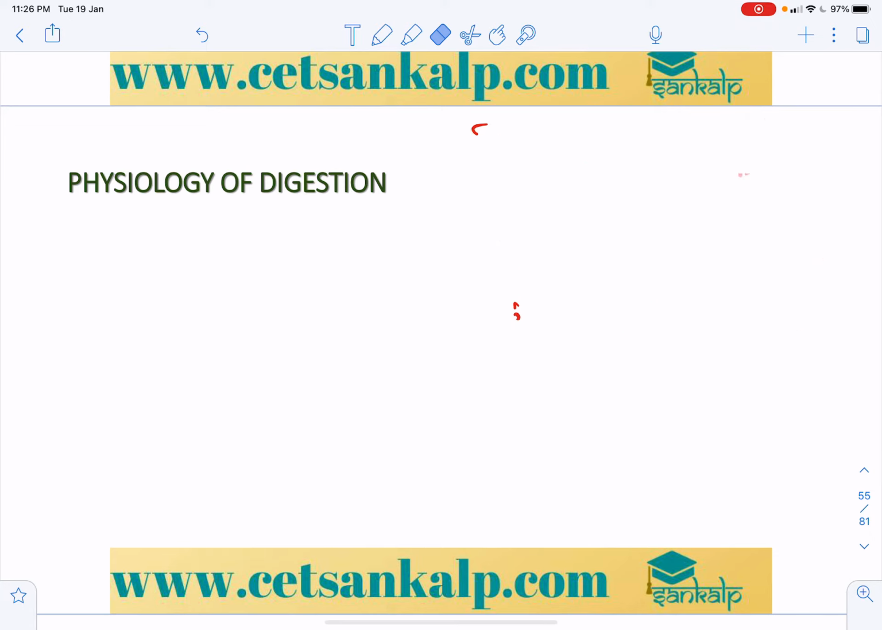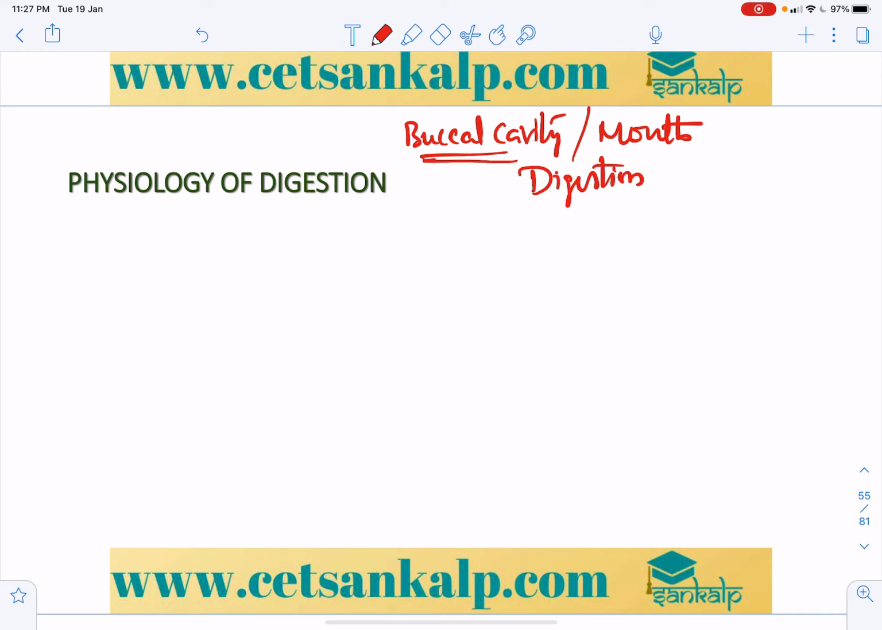As we all know, the digestion of carbohydrates generally starts in the buccal cavity, right? So first I will take the buccal cavity, or we can also say the mouth, where the digestion or breakdown of starch initiates. Digestion of starch begins in the mouth, right?